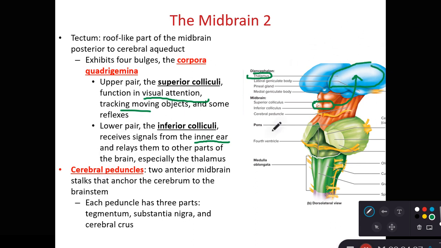We also have the cerebral peduncles. Our cerebral peduncles are on left and right, and here we can see the fibers, the tracts of the cerebral peduncle. This is the right cerebral peduncle. The left cerebral peduncle is not shown. The cerebral peduncle has the tegmentum, the substantia nigra, and the crus cerebri, and this serves primarily to anchor the cerebrum to the brainstem proper.